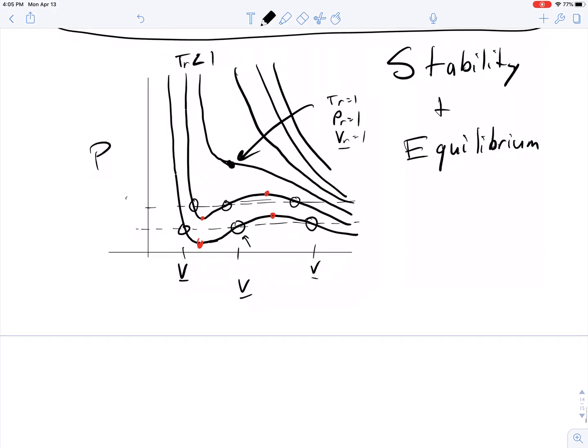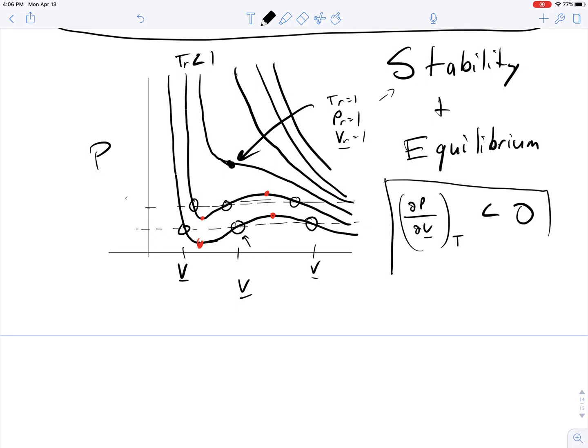One thing that we talked about for stability is that we have to have del P, del V at constant temperature less than 0 for stability. What does this mean? This means that if I increase the volume a little bit, make something a little bit bigger, let's say I go from here to here, then the pressure should go down. Of course, this makes sense.